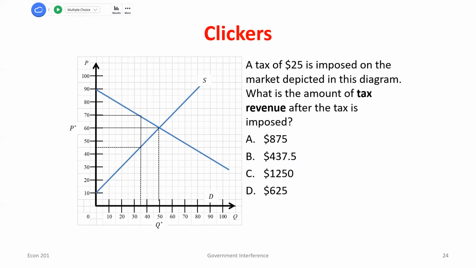I think I won't use this one as a clicker. Hopefully this is pretty easy. What would tax revenue be here? Well, if the new equilibrium quantity is 35 and the value of the tax was 25, I'm really just looking for the area of that rectangle, or 25 times 35, no half, because it's not a triangle. It's just the number of units sold times the value of the tax. So 25 times 35, I should get 875. Just to be clear, how was I coming up with what tax revenue was there?